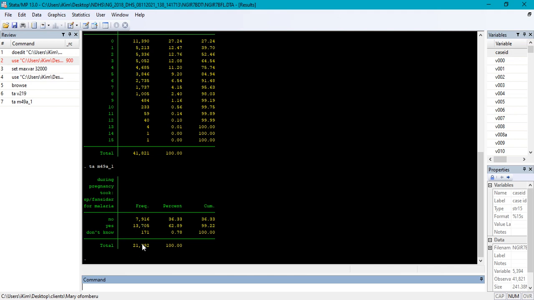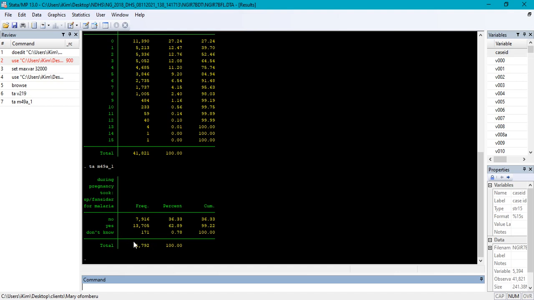But take note here, the total is not up to what we have here, which is 41,821. Now you have 21,729. Why? Because not all respondents who took part in the research answered this question, which means we have more people that are not responding to this question. Almost 20,000 people didn't respond to this question.